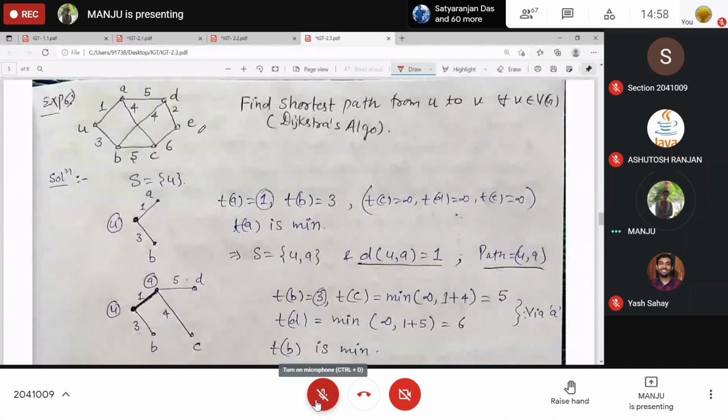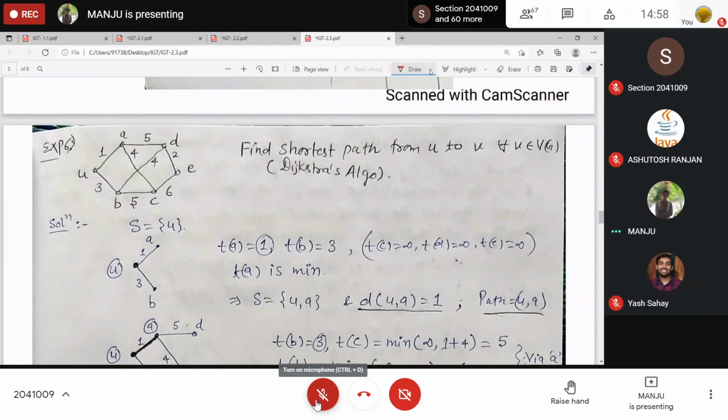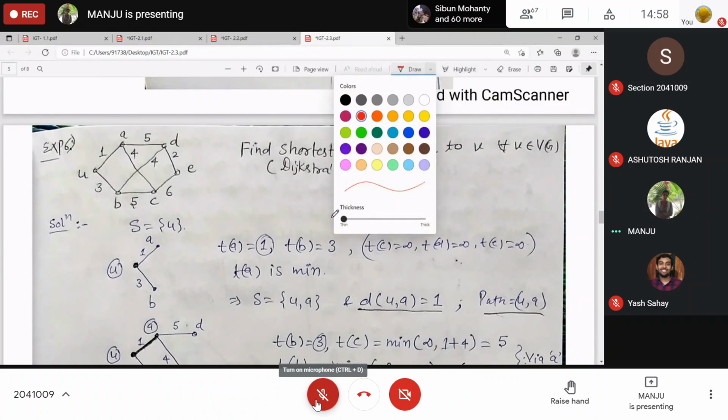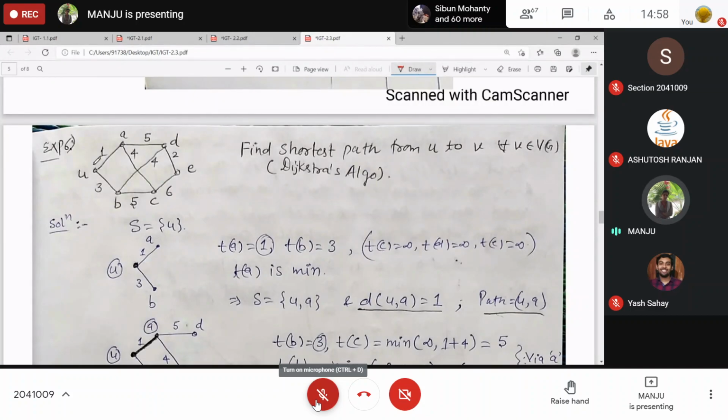Yeah, here we use this one. For example, from u to every other vertex we want to find the shortest path by Dijkstra algorithm. So u to a distance कितनी है? 1. u to b 3. u to c don't know क्योंकि डायरेक्ट एज होनी चाहिए. So infinite starting में, u to d infinite, u to e infinite, right?